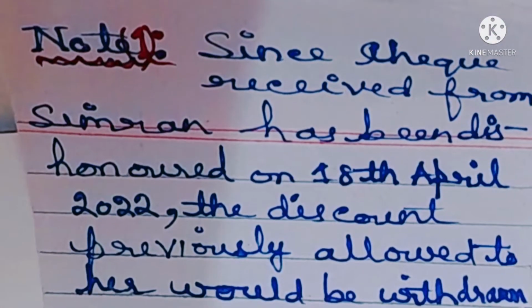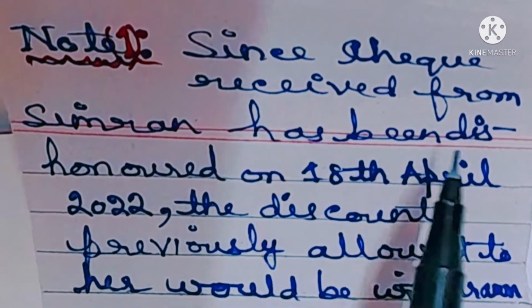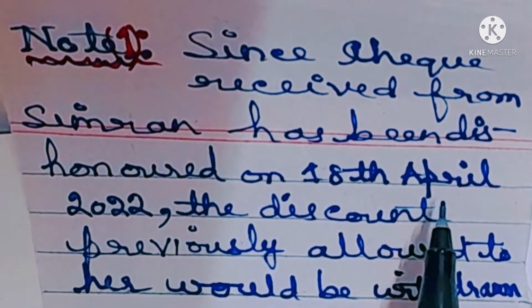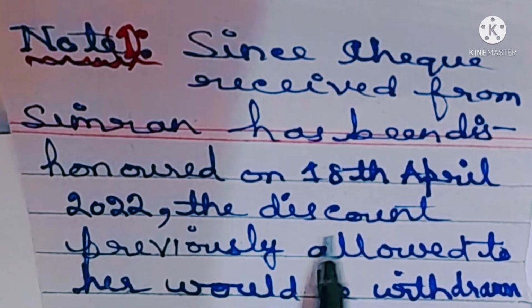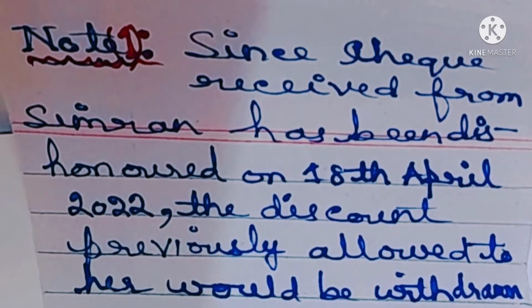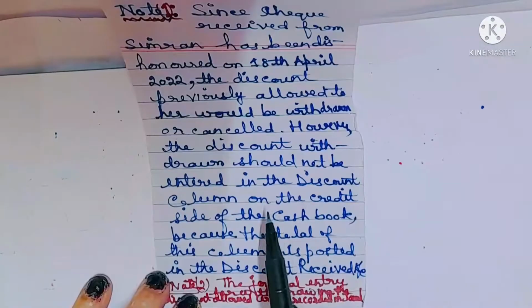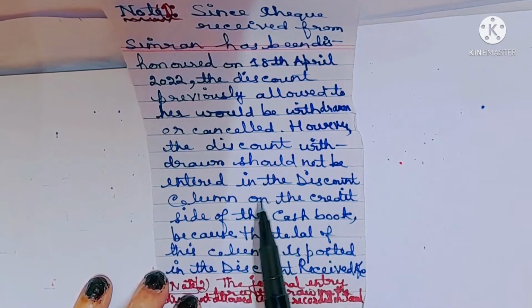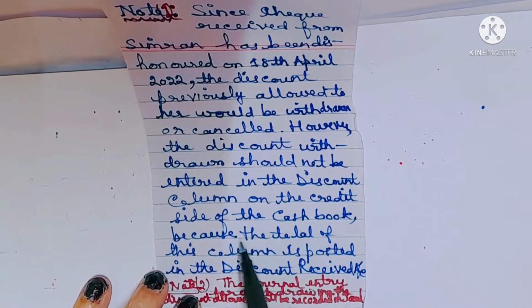So we'll have to write note 1. Since check received from Simran has been dishonored on 18th April 2022, the discount previously allowed to her will be withdrawn or cancelled. However, the discount withdrawn or cancelled should not be entered in the discount column on the credit side of the cash book because the total of this column is posted in the discount received account.